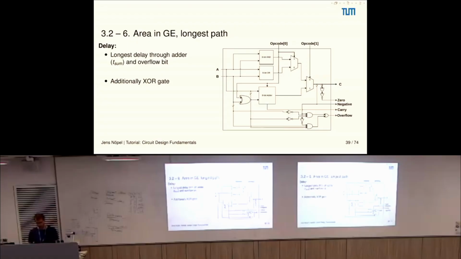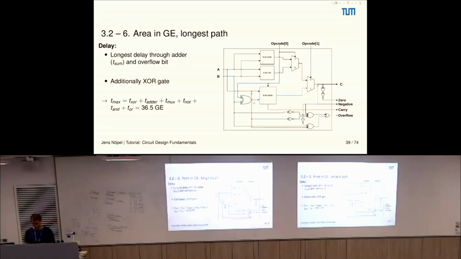All right, so this is our longest path. It traverses through the XOR here, through our adder, then goes through the mux, all the way down through the NOT, through the AND, and through the OR to the overflow. So how large is that? This is T XOR, T adder, T mux, T NOT, T AND, and T OR. You sum them up, and your result is 36.5 gate equivalents. Questions? No.